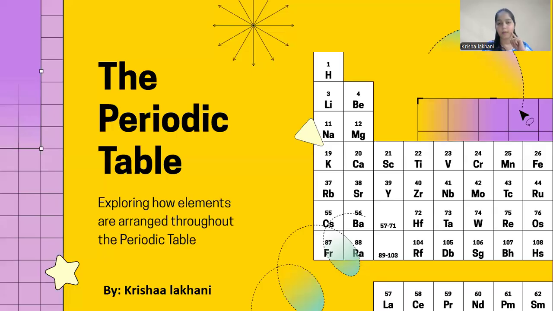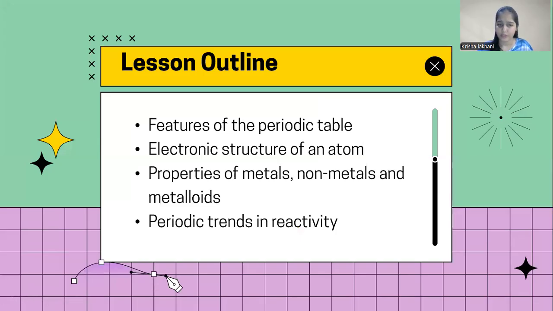Now let's start with the periodic table. I hope everybody can see the slides. First is the periodic table. We're going to explore how the elements are arranged throughout the periodic table. Features of the periodic table, the electronic structures of the atom, the properties of the metals, non-metals, and the metalloids, and periodic trends. And for the 10th standard, we are going to learn how this periodic table has come about, and all that. Okay.